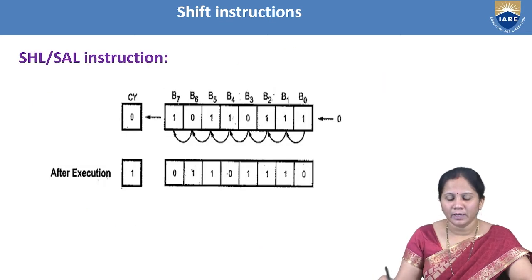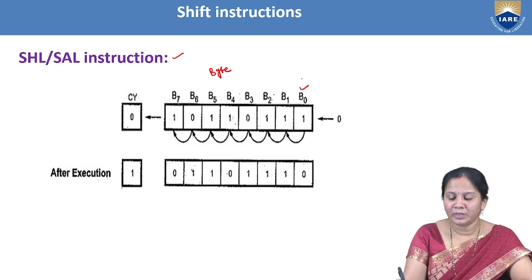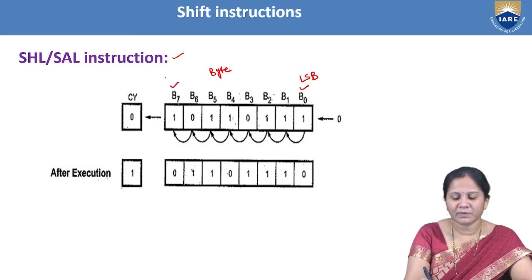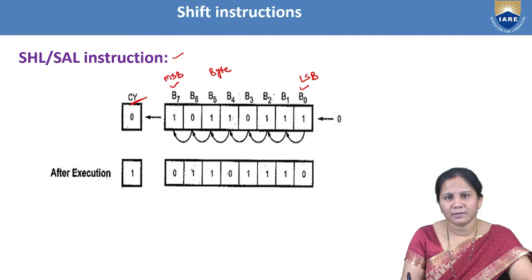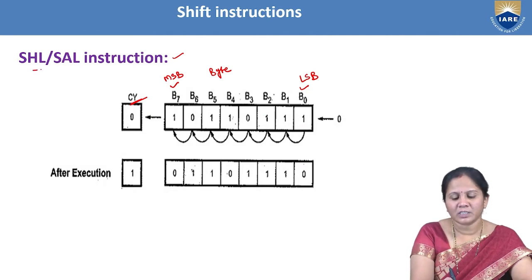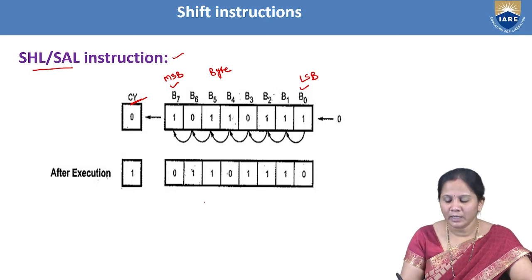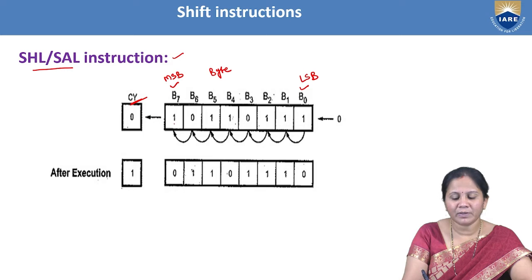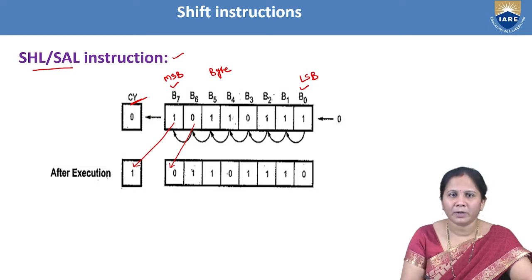Now, you can see an example given here. In this example, we have considered a byte value. This is B0, which represents the LSB bit, and this is B7, which represents the MSB bit, and this is the carry bit. In order to perform this shift left operation, the B7 bit, whatever is present, will go to the carry. And next, this 0 bit will go here. That means the shift left operation is performed by 1 bit.